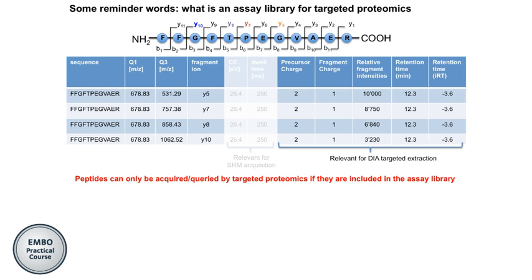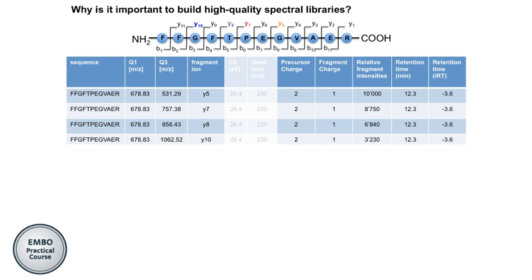So in SWATH, you actually don't care so much at this level about the collision energy and dwell time, but you need a couple of other pieces of information that are very important for the extractions. These are basically the precursor charge, the fragment charge, the relative fragment intensity, and retention time. And they have different purposes.